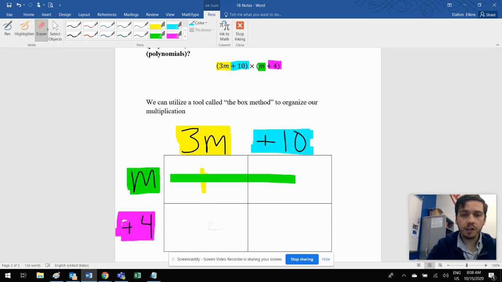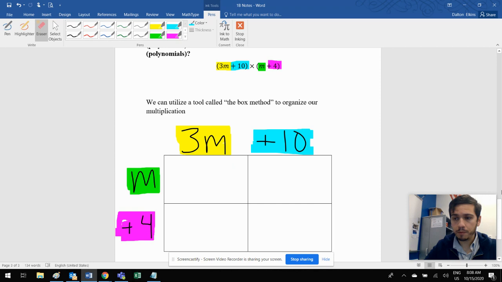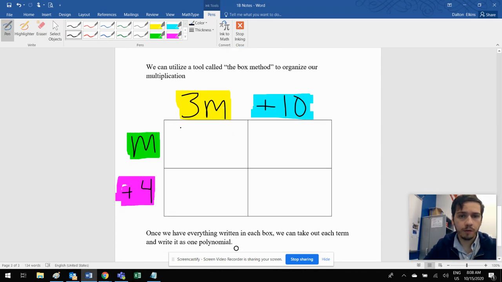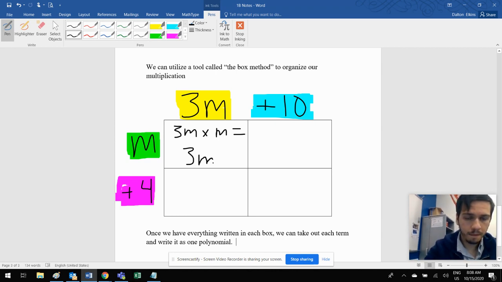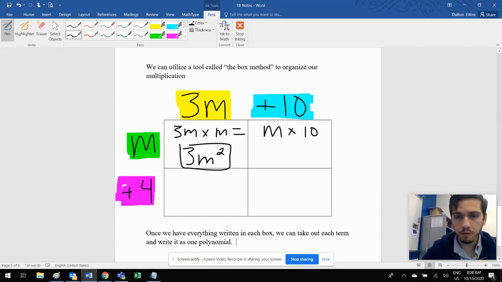And what's going to happen in each of these boxes is we are going to multiply. So in this first box, I'm going to do 3m times m. In the last video, we talked about what this is. This is going to be 3m to the power 2. Now in this box, this is the plus 10 and then the m. So I'm going to do m times positive 10, because it's plus 10. So m times 10, which again is something we did in the last video. That's 10m.